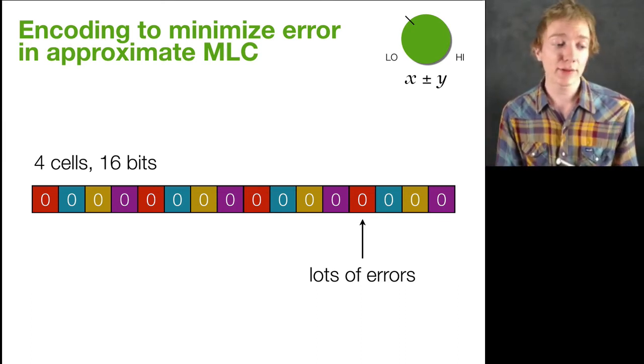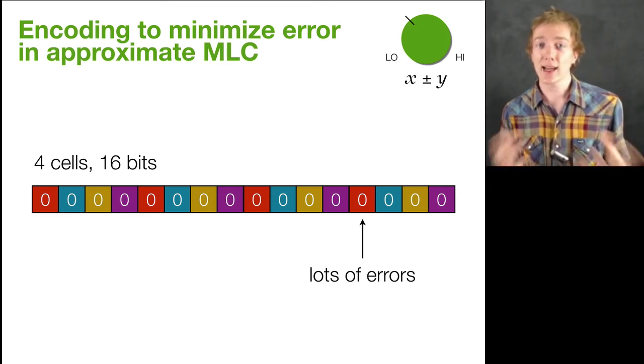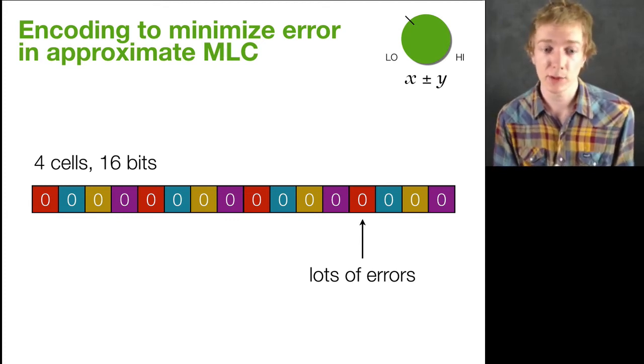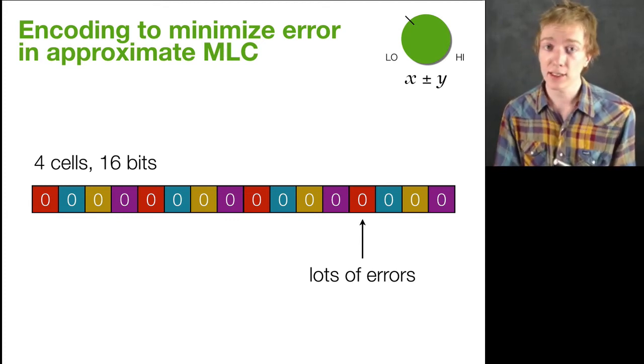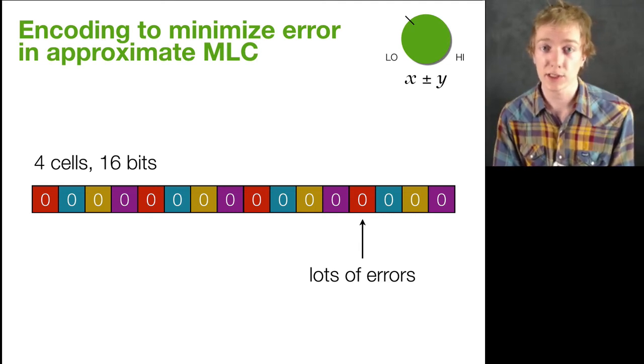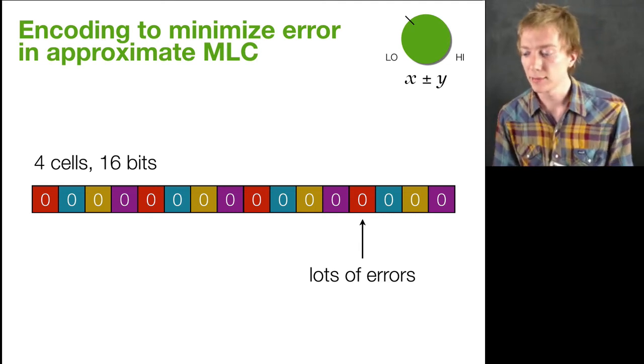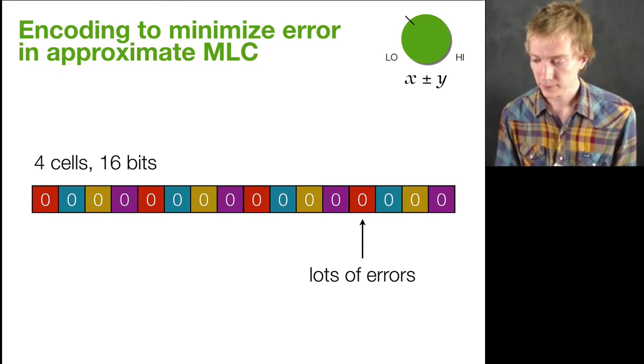By doing this interleaving coding, we in practice reduce the amount of error in stored values by quite a bit, and this leads to higher quality output for the approximate programs we measured. It's not perfect, and I think there's a lot more interesting research to be done on how to encode values for approximate storage and approximate transmission, but this works really well in practice.